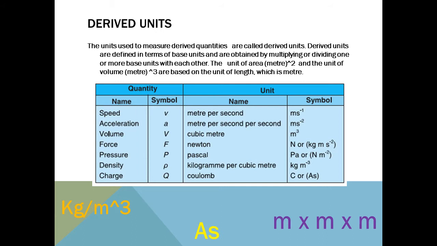Similarly, for acceleration, when we divide meters by second squared, we get acceleration, which is a derived quantity. When we multiply 3 meters with each other, we get another quantity, which is volume, and whose unit is cubic meter or meter cube. Force is also a derived quantity. Pressure, density, charge, all these are derived quantities. In this animation you could also see derived units.